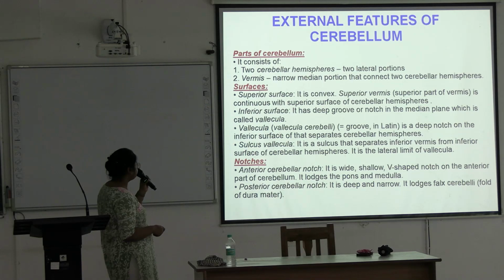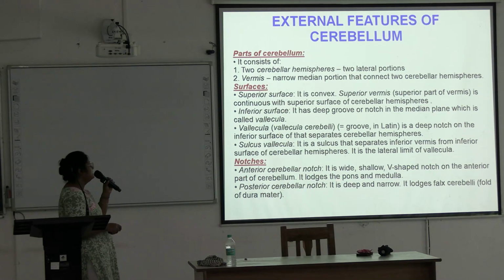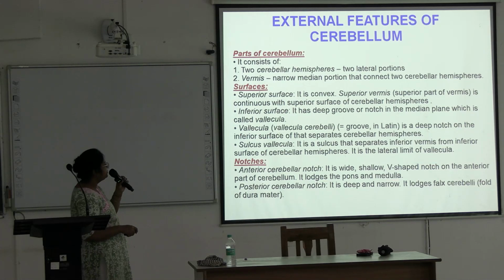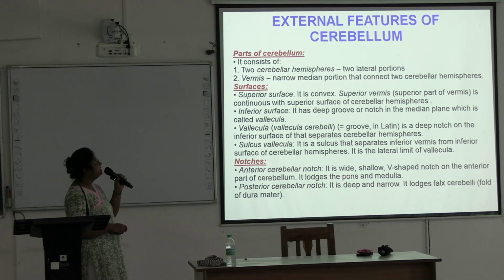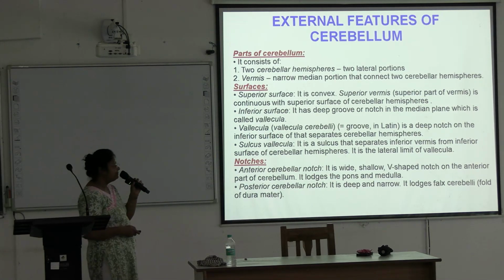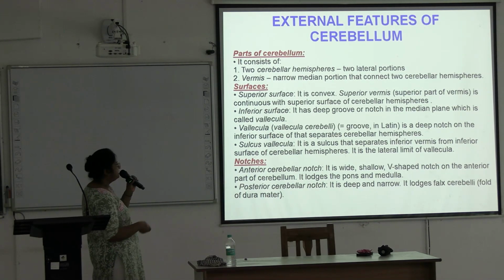Next are the notches. The anterior cerebellar notch is a wide, shallow, V-shaped notch on the anterior part of the cerebellum, and it lodges the pons and medulla. The posterior cerebellar notch is deep and narrow and lodges the falx cerebelli, which is a fold of dura mater. So these are the notches and their contents.